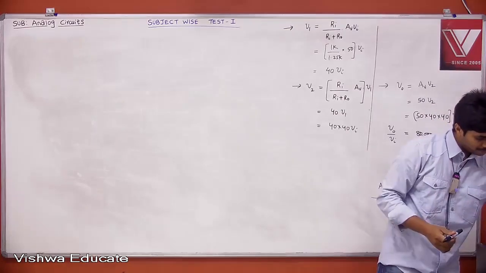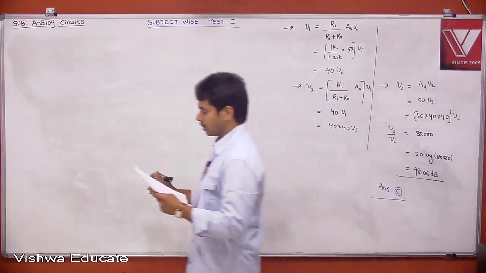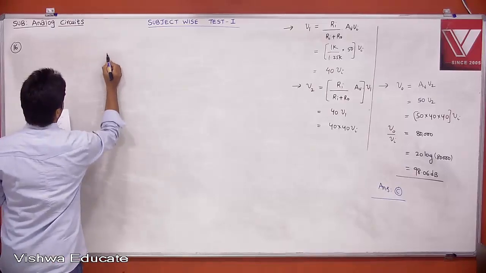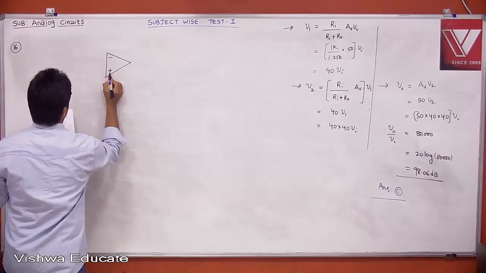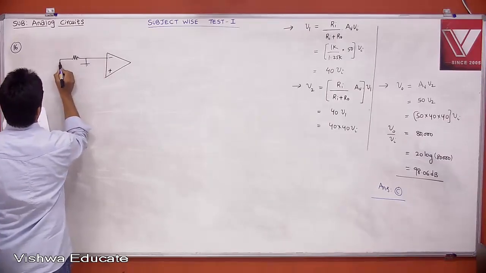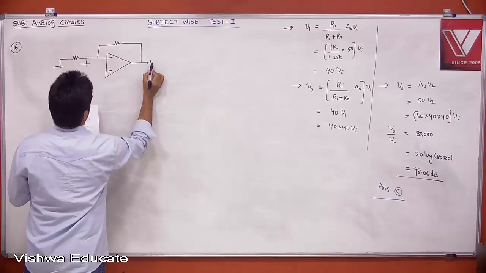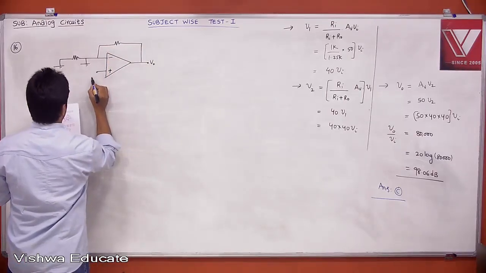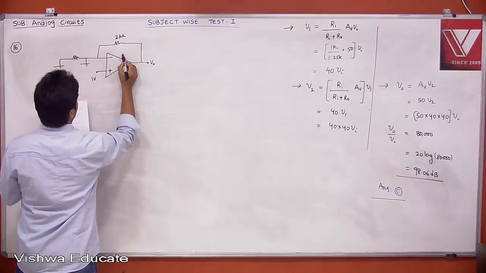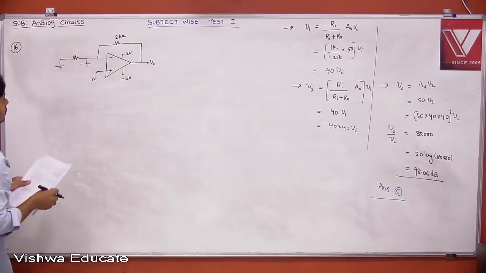Assuming that the op-amp in the circuit shown below is ideal, then the output voltage is... Okay. This is the circuit.